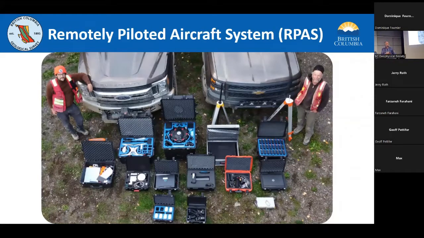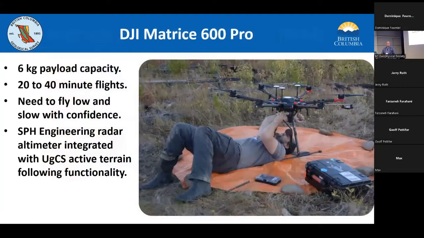So the first box is this box here. That's what contains our M600, the platform we use for this work. The other one is this box here, which contains RSI's gamma ray spectrometer.